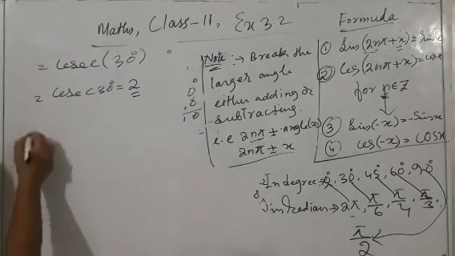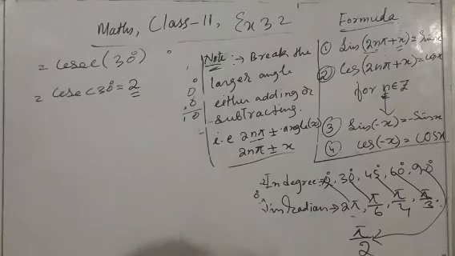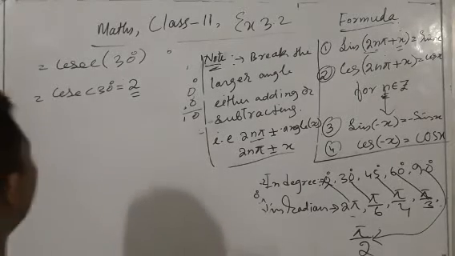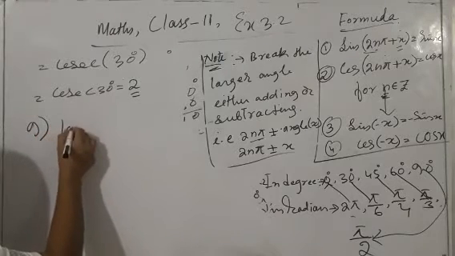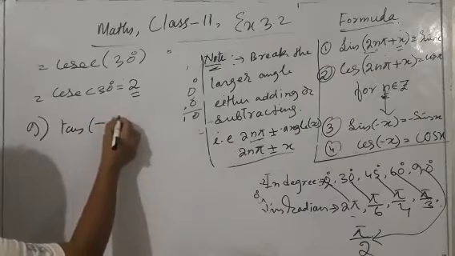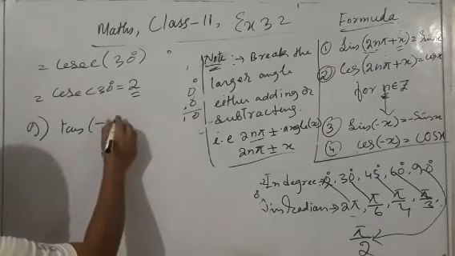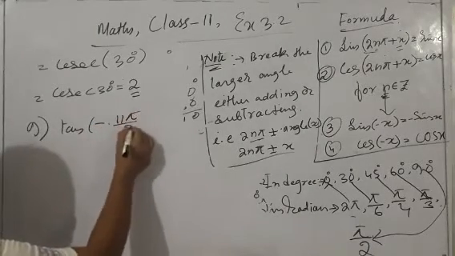Okay, next. I think this is question number 10. 8 we have done, so 9 is left. Question number 9. There is tan of minus 11 pi upon 3.